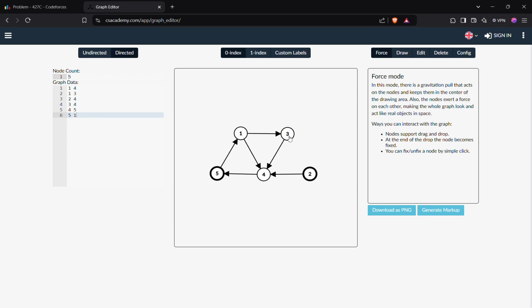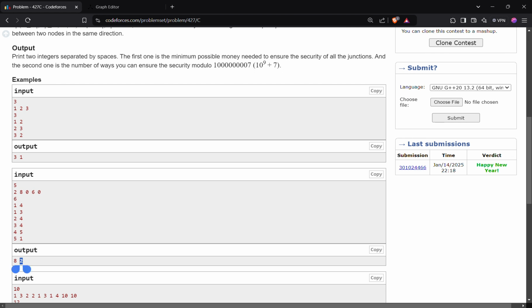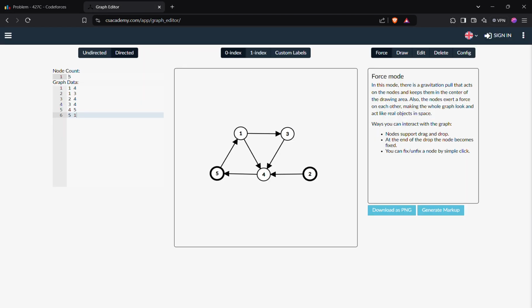Because the cost to establish a checkpoint at 3 or 5 is the same, right? Because it is basically 0 or 0. But if it was 1 for the 5, then our answer 2 won't be 2, right? It would be 1, because there will be only one way in this strongly connected component to have a checkpost, right? So it will be at 3.